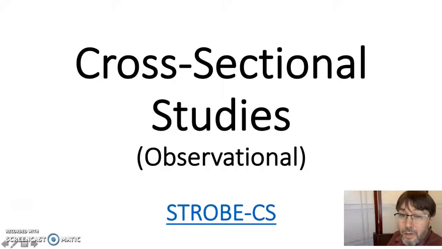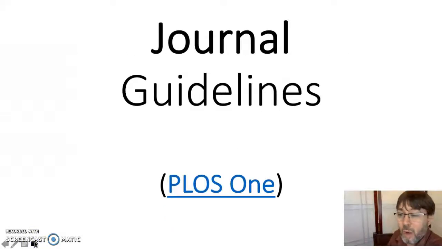So let's say you're doing a cross-sectional study. So it's observational. You're just taking data at one point in time. You can use the STROBE guidelines for cross-sectional studies. And you would know what's required by your journal by looking at the journal guidelines.